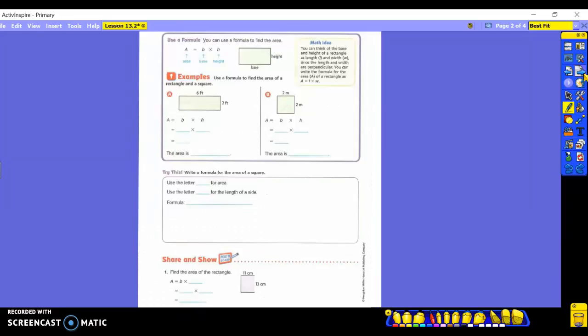All right, let's look at the examples. Use the formula to find the area of the rectangle first in A and the square second in B. So as always, we're going to take base times height because that's the one we just talked about on the other page. So just know if you wanted to write L times W, you could. So who can tell me how to fill in the information for the rectangle? Bailey.